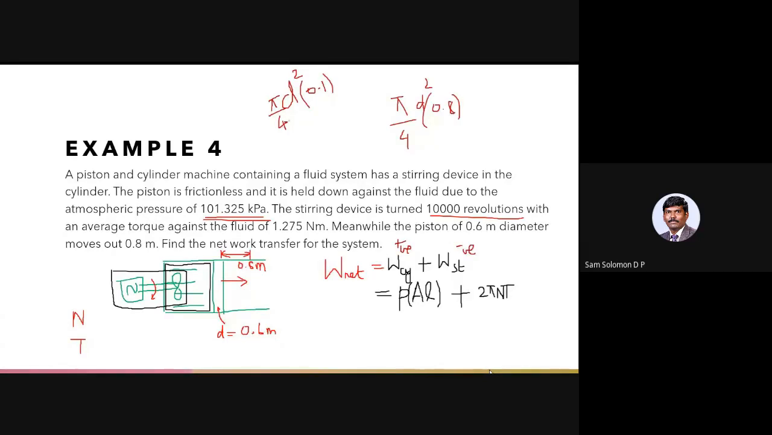Yes, sir. Got it, sir. Sir, the value of revolutions, is it revolutions per minute? They have given it as 10,000 revolutions. Let me check. I think it should be per second, because if it is per minute, then we should have divided by 60, right? If it is revolutions per minute, it should be 2 pi nt by 60. Because it is not divided by 60, it should be 10,000 revolutions per second. Only then the units will match.